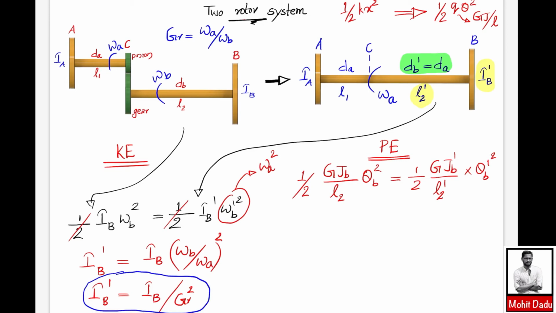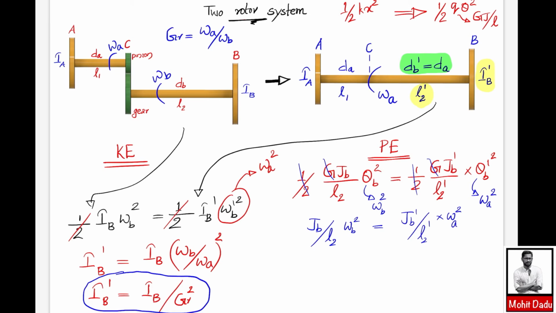So you can replace theta_B with omega_B, so it becomes omega_B square, and theta_B dash will be actually only the omega_A term. So this one you can call it as omega_A square. So this half and half will be getting cancelled, and the G property, if the shaft material is same, then that will also be same. And now the remaining terms will be only J_B divided by L2 into omega_B square, which is equal to J_B dash divided by L2 dash into omega_A square.